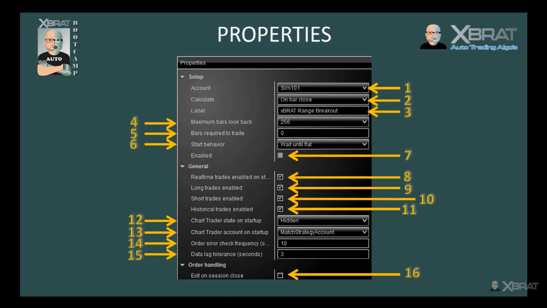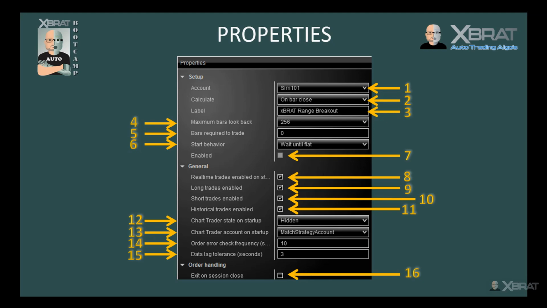Number five, bars required to trade. The default is set to 0, so the auto trader will take trades on the next candle after the close of the signal candle, if the entry requirements are met, obviously. We're going to discuss those in individual strategy boot camps. Number six, wait until flat, the start behavior. This is default, wait until flat, and it allows any open trade on a specific instrument strategy to be closed flat before another signal trade is instigated. There are more aggressive options for those sophisticated traders.